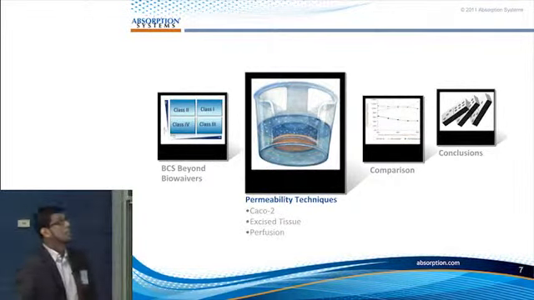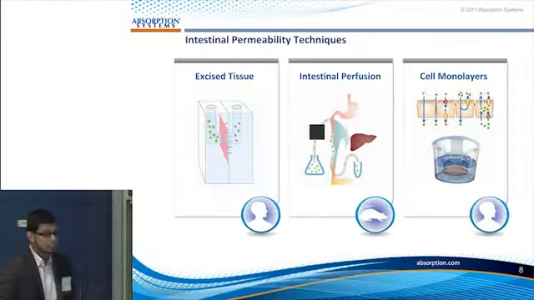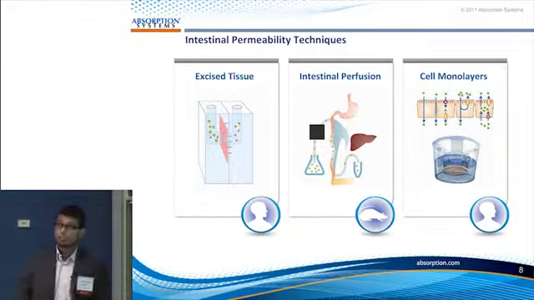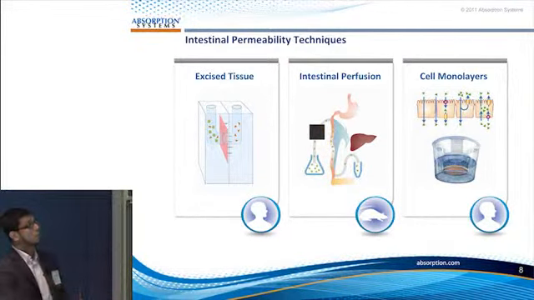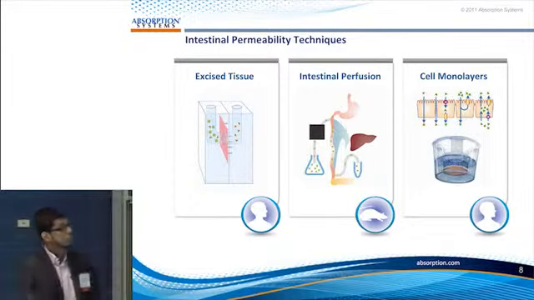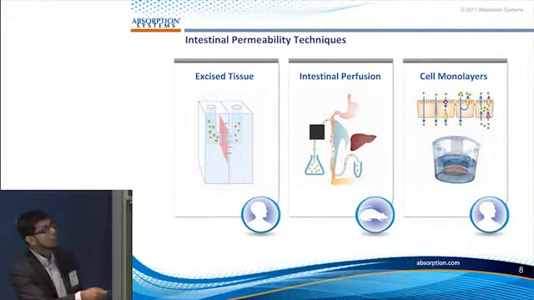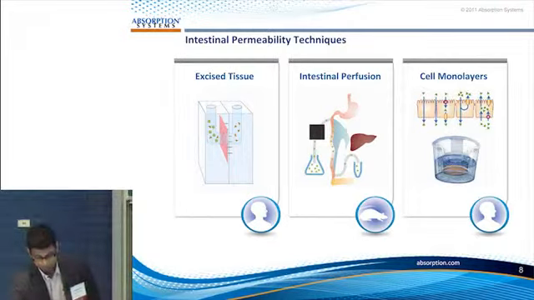So moving on to permeation techniques. I'll be talking about three different techniques. Excised tissue, which is human and animal intestinal tissue. We'll be discussing rat intestinal perfusion and also a monolayer of cultured epithelial cells.